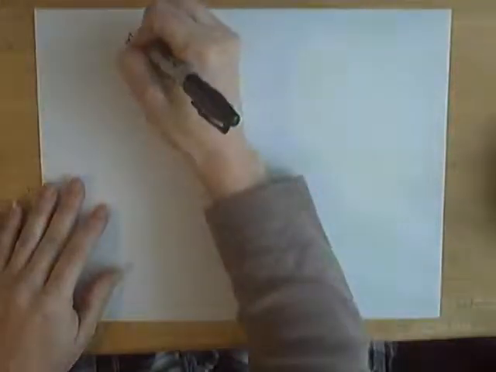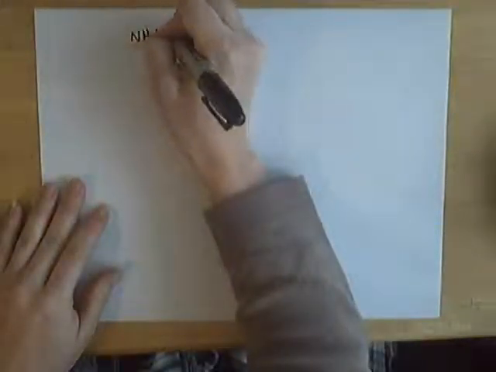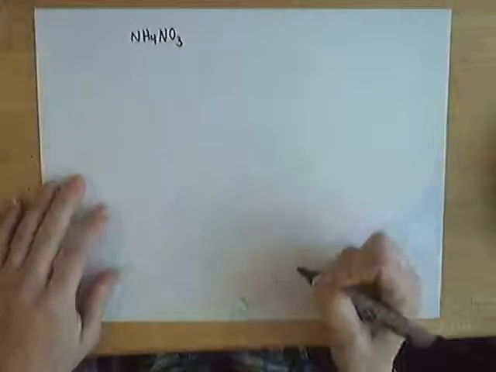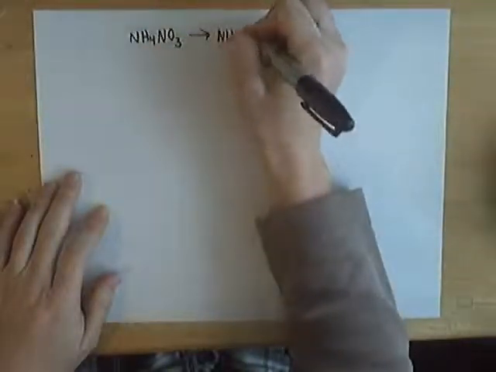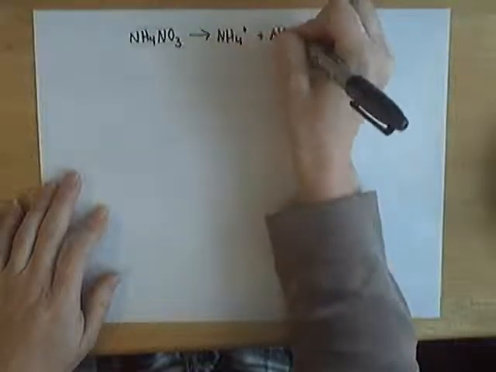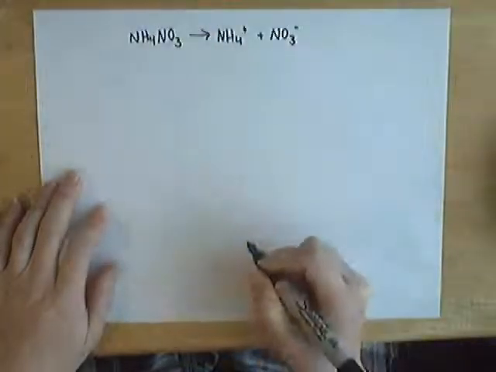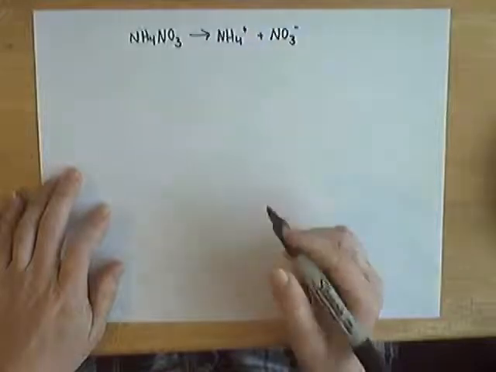All right, so in this example, we're going to look at the acid-base properties of some salts in solution. And the one I want to start with is ammonium nitrate. Ammonium nitrate is soluble in water. All ammonium salts are soluble, and all nitrate salts are soluble. So this is what we get: ammonium and nitrate ions.